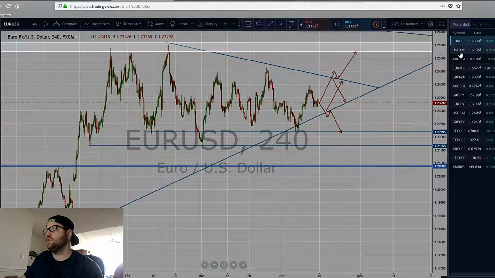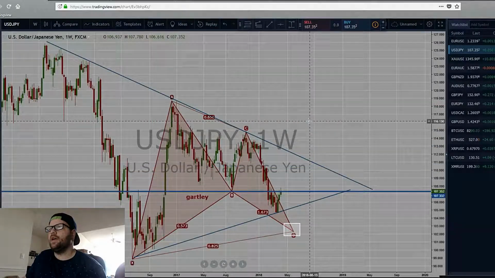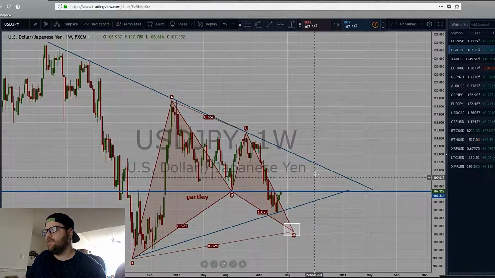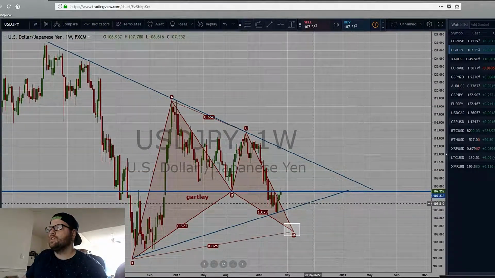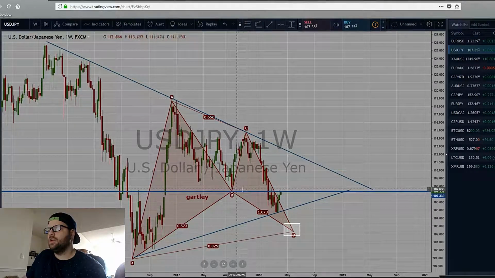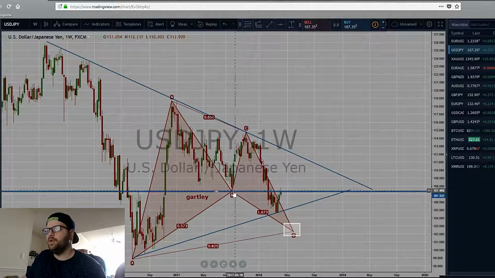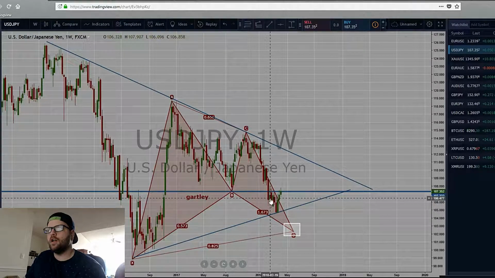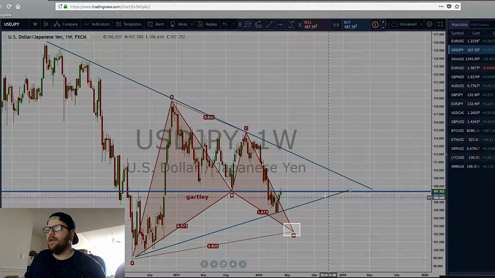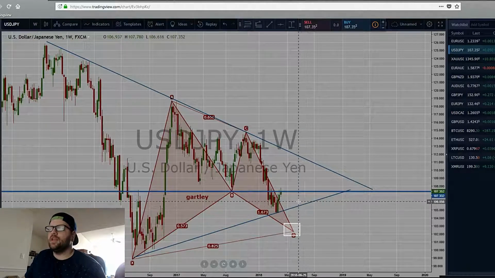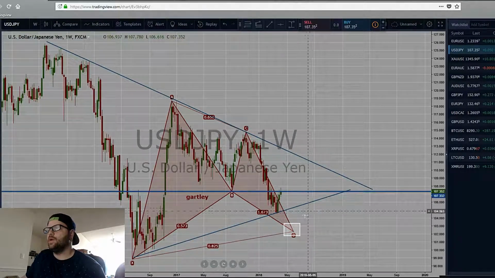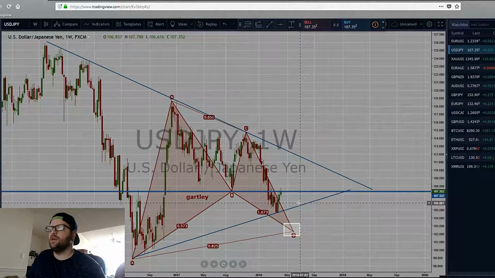So let's go ahead and transition now into USD JPY on the weekly time frame. Last week's candlestick was bullish. However, we did close right on the B point of this Gartley pattern that is drawn, and so I'm not going to say that I'm bullish on this pair this week. I'm not going to say that I'm bearish on this pair this week.